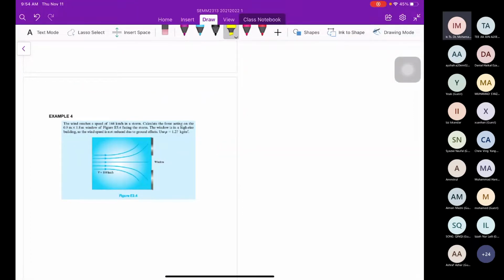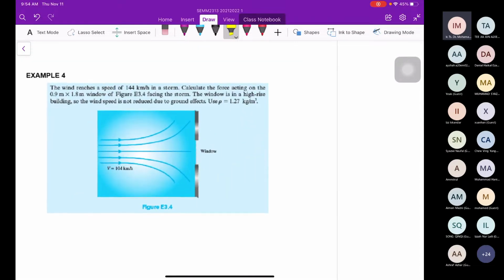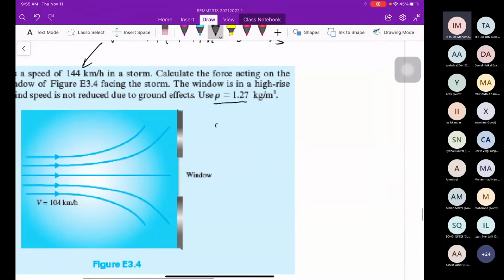So let's try an example. Take a look at this example. The wind reached a speed of 144 km per hour. Definitely this is not an SI unit. Okay, 144 km per hour. You need to convert it into meter per second. Compulsory. Calculate the force acting on the window, with the dimensions given, facing the storm. The window is in a high-rise building, so the wind speed is not reduced by the ground effect. Use the density of the air to be 1.27 kilogram per meter cubed.